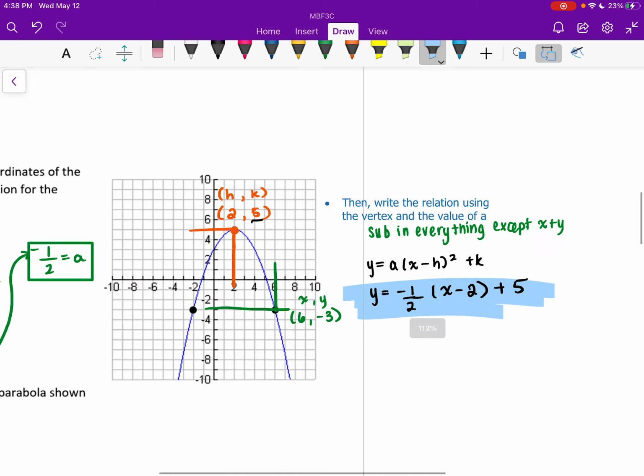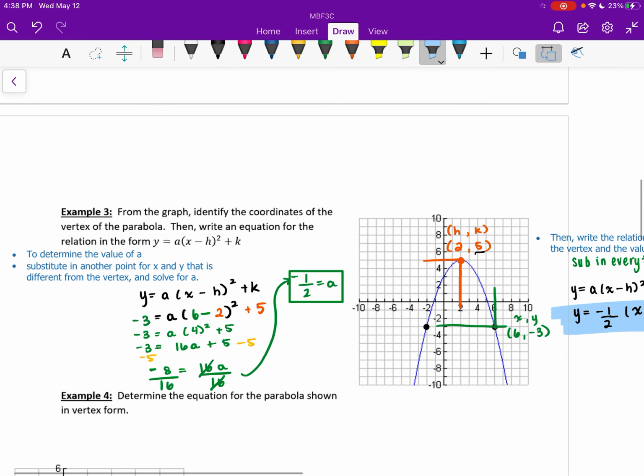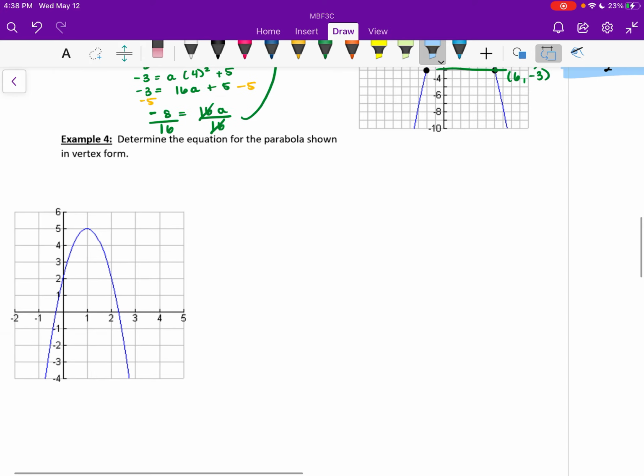Okay, so they're very simple steps. The first thing you need to do is find the value of a. How you're going to do that is you're going to find your vertex and find any other point on the graph. Substitute those values in, isolate for a, and then rewrite everything in terms of x and y. So sub everything back in except for x and y.